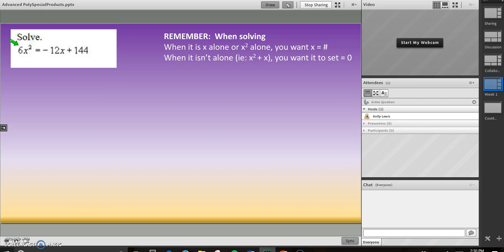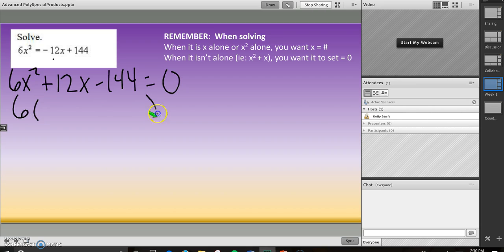Right, let's do this guy. So x squared needs to stay positive, so I need to move everything over to where that 6x squared is. So that negative 12x, I'm going to add it to both sides. And that 144, I'm going to subtract it from both sides. All right, 6, 12, and 144. I can just take the 6 out. I get x squared plus 2x minus 24.